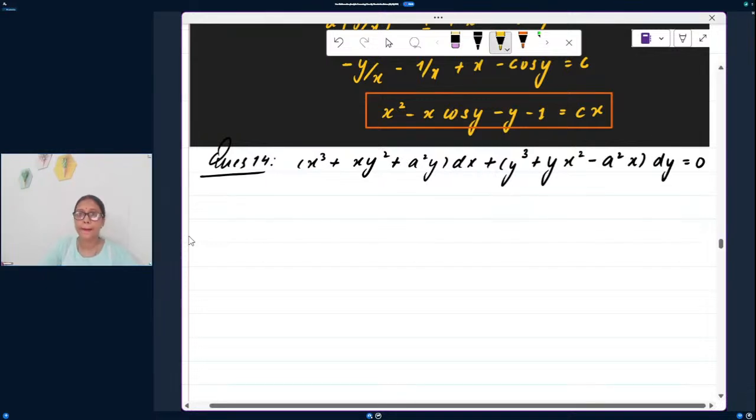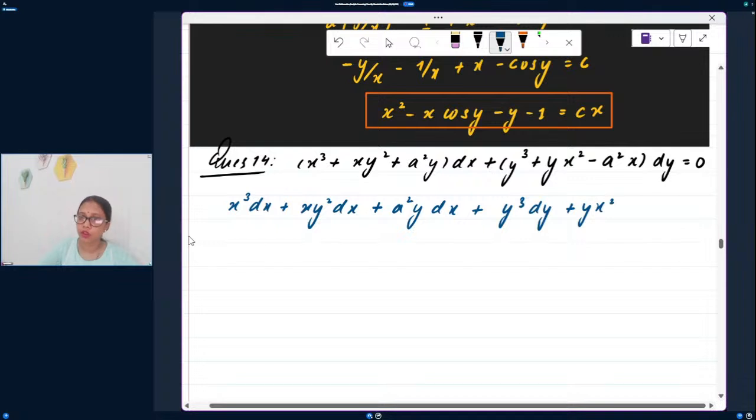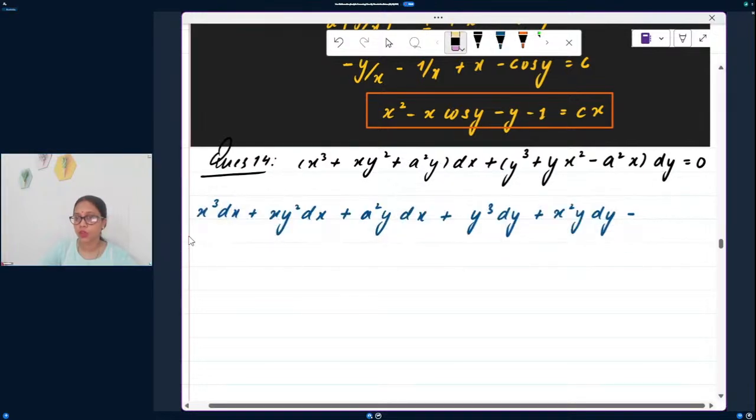Now what? Now, first of all, if I open this, x cube dx plus xy square dx plus a square y dx plus y cube dy plus yx square dy minus a square x dy is equals to 0.